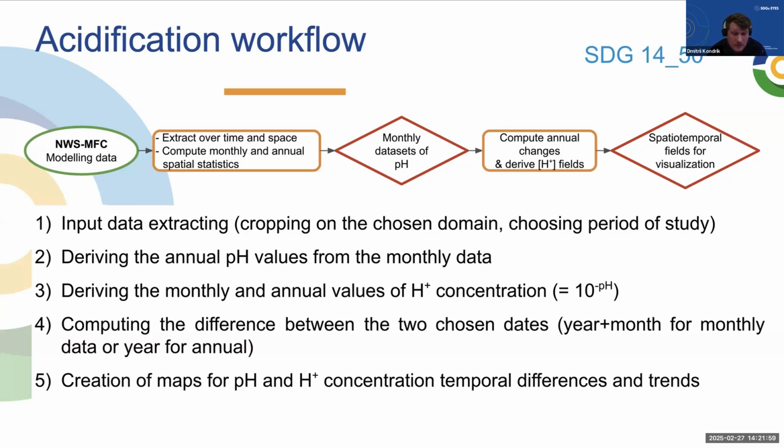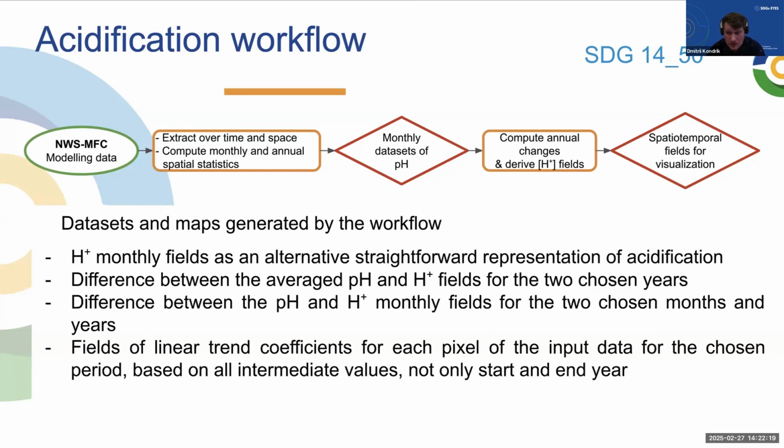Also, then computing the difference between the two chosen data sets, year plus months for monthly and year only in case of annual difference. And finally, we create some maps of difference in pH and H plus concentration. And what is important, we also produce some trends, which I will explain later.